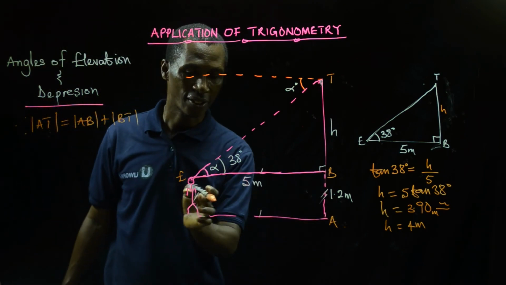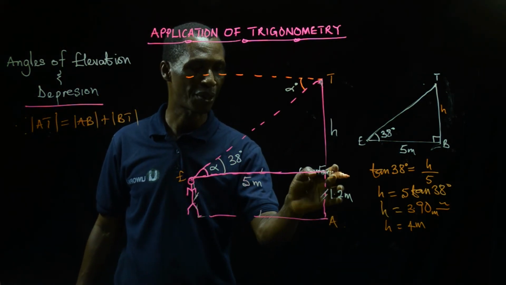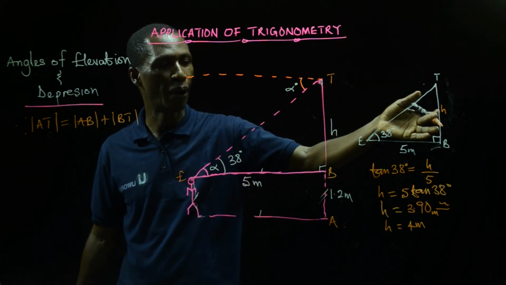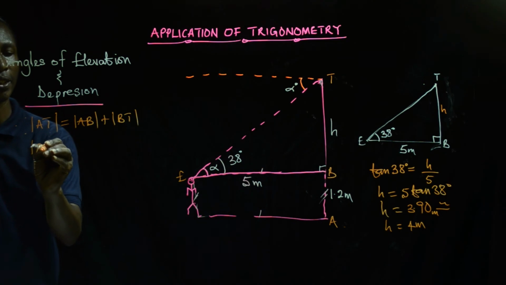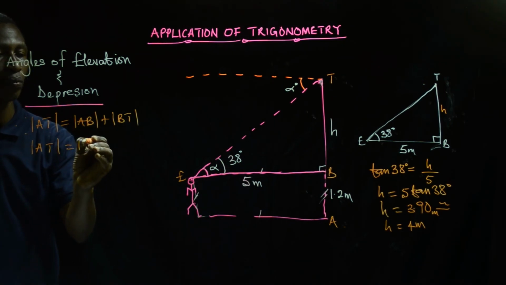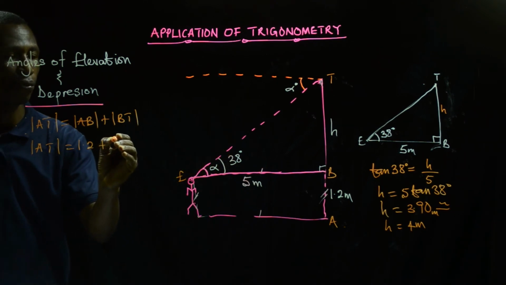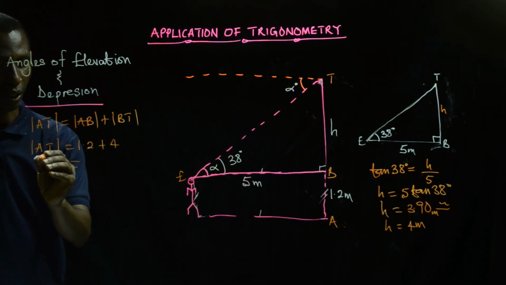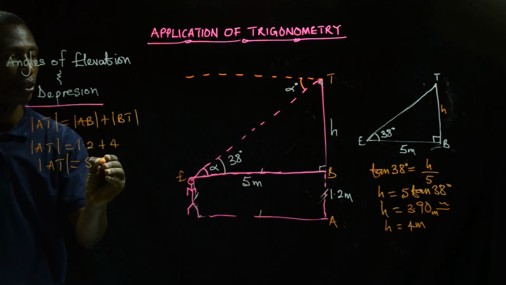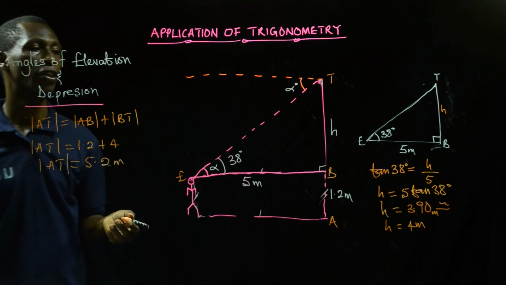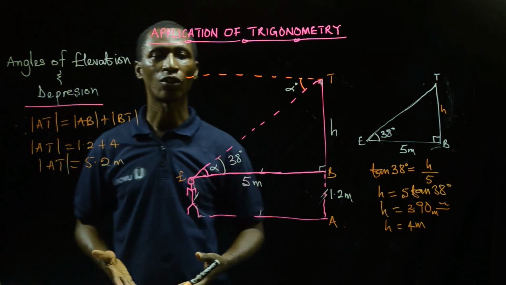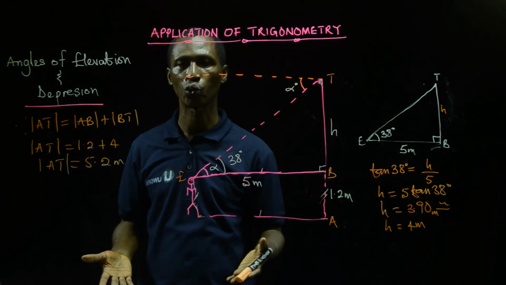And AB is conforming with the height of Kofi. And BT is the height of the remainder, which is part of the triangle. So we've gotten AT equals AB, 1.2, plus approximately 4. So in all, we're going to get AT equals 5.2 meters. That means the tree is very short. It's quite long, but not that long. So we say the tree is 5.2 meters.